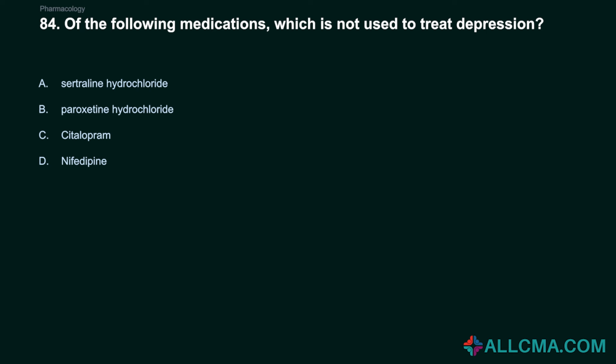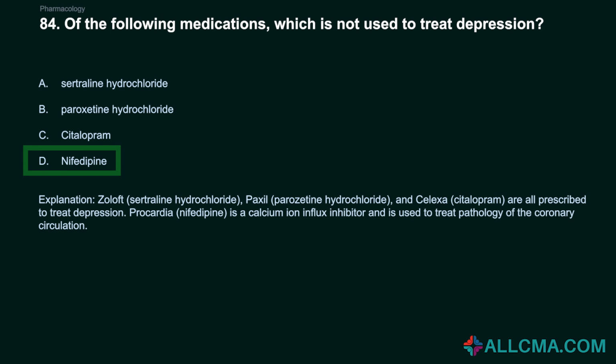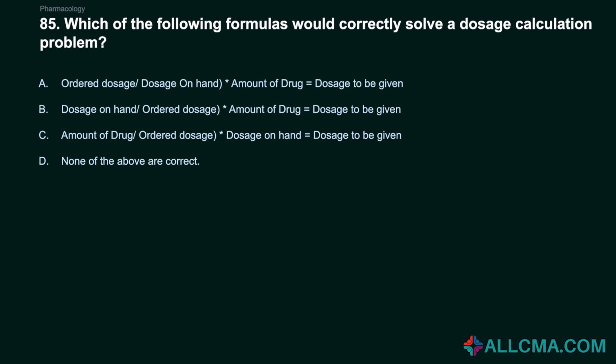A. Sertraline hydrochloride. B. Paroxetine hydrochloride. C. Citalopram. D. Nifedipine. Correct answer, D. Nifedipine. Zoloft, sertraline hydrochloride, Paxil, paroxetine hydrochloride, and Celexa, citalopram, are all prescribed to treat depression. Procardia, nifedipine, is a calcium ion influx inhibitor and is used to treat pathology of the coronary circulation.